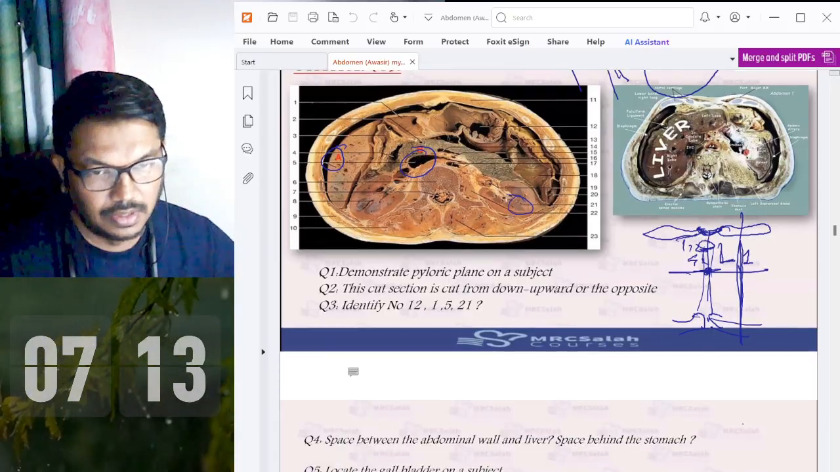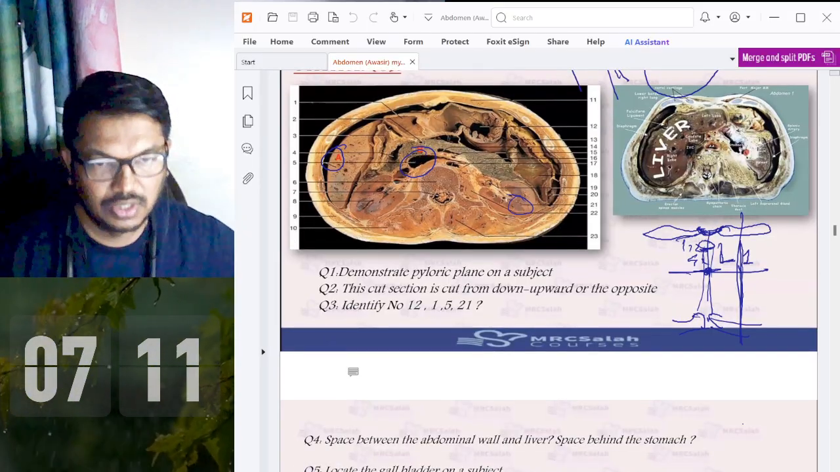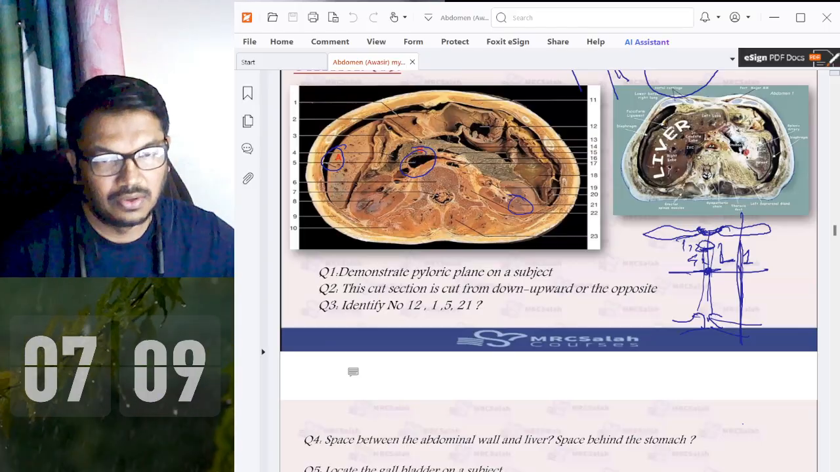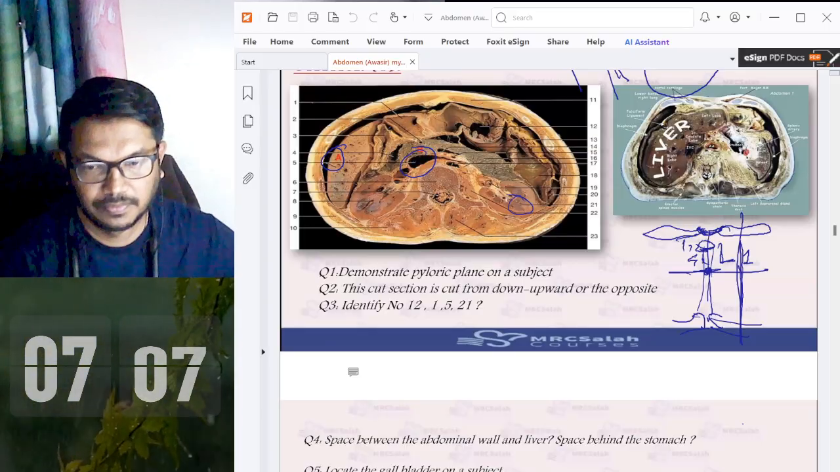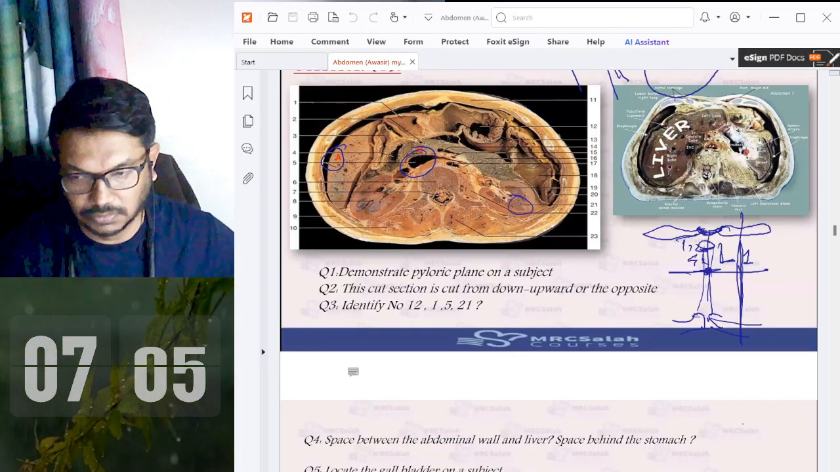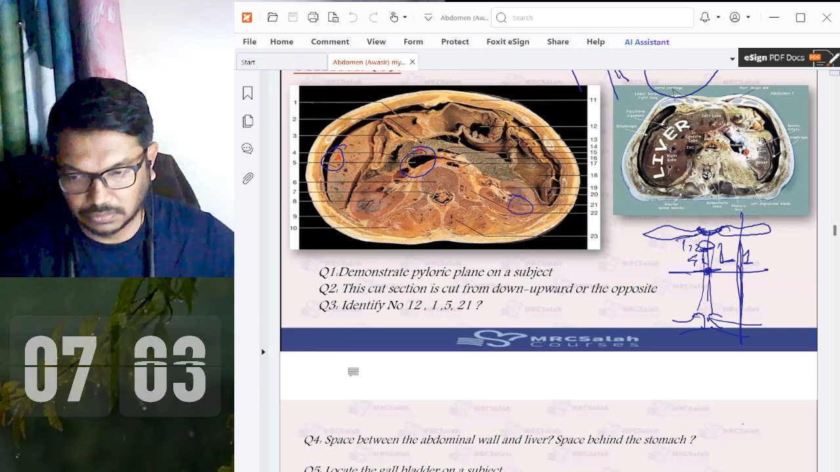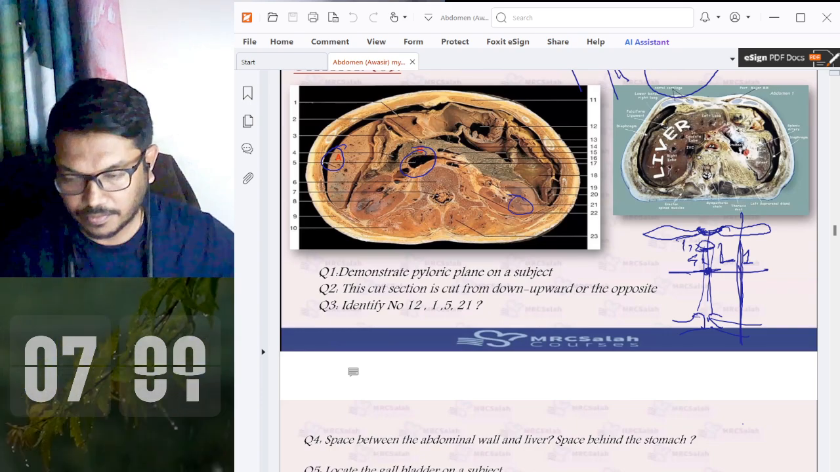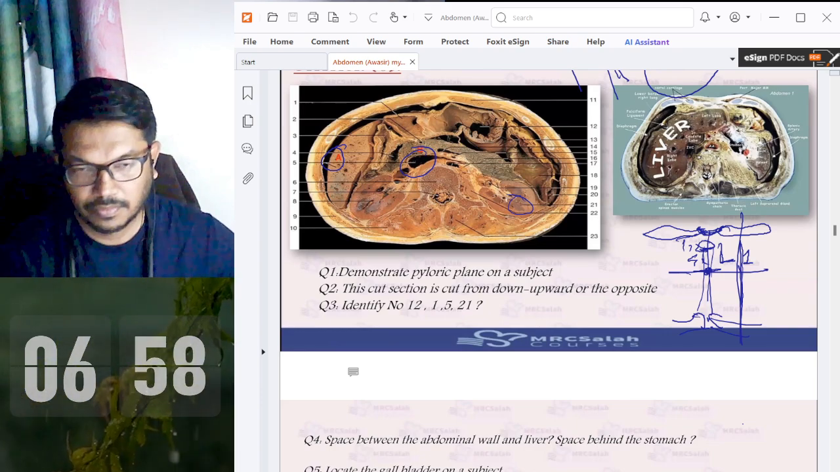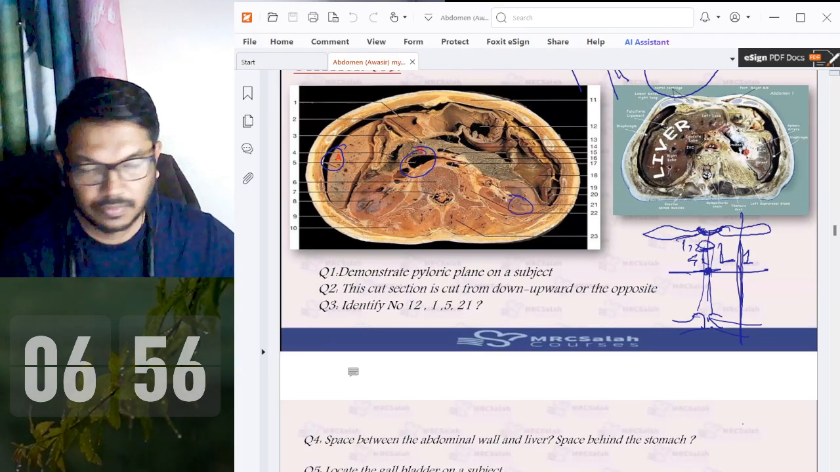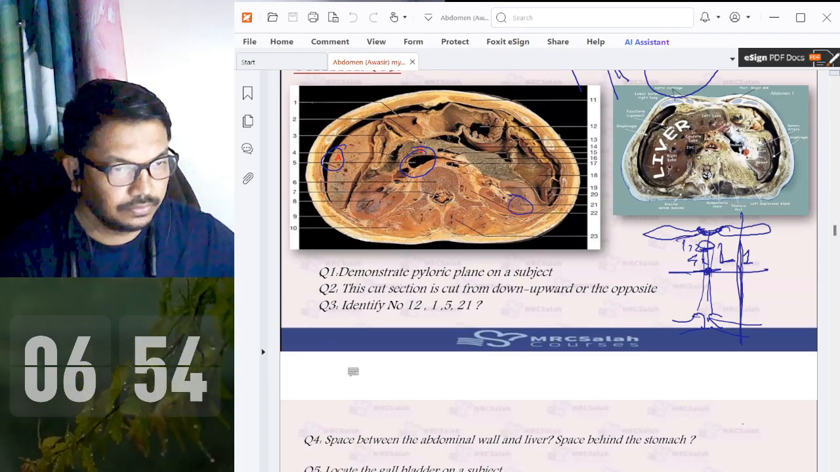Okay. Now, in this picture, demonstrate the transpyloric plane on a subject. The transpyloric plane is the halfway between the jugular notch and the upper border of the symphysis pubis, at the lumbar one level.